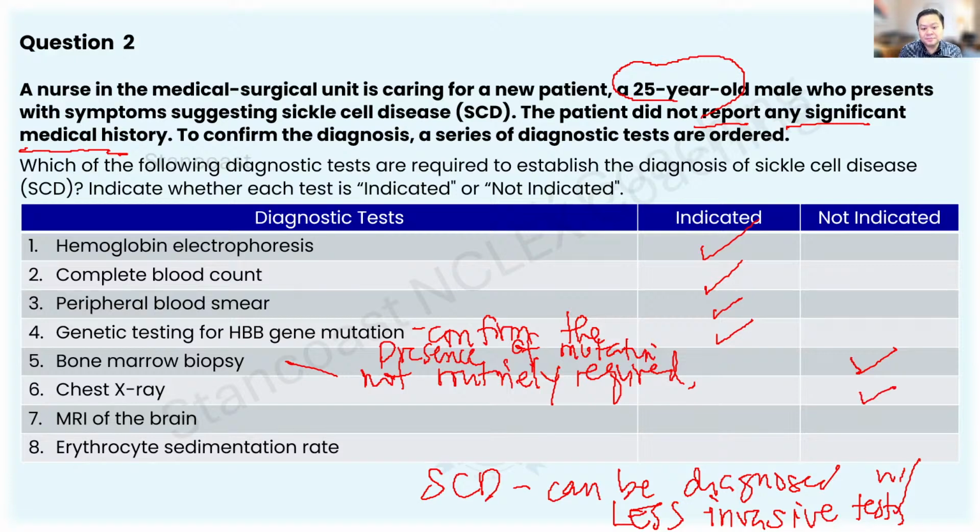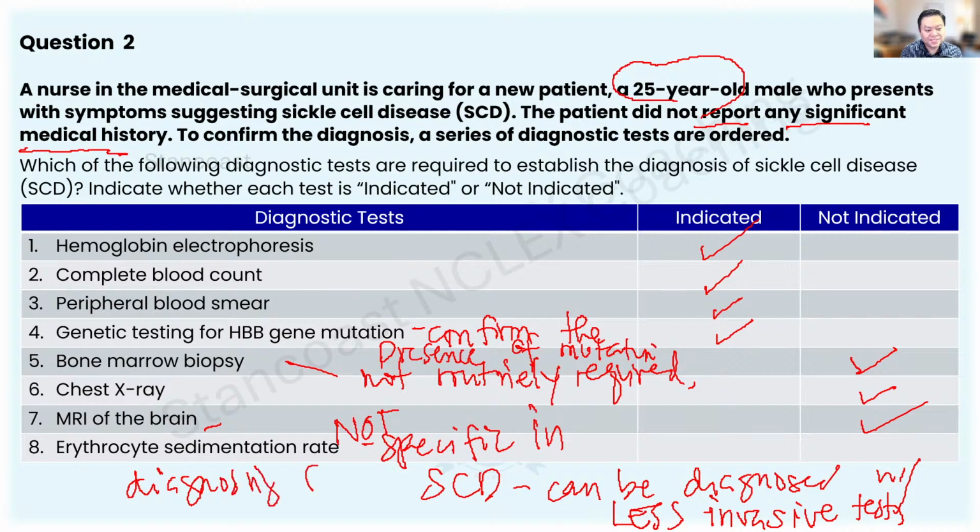And again, the same thing with MRI of the brain. This can detect the complications such as stroke, but it's not going to be necessary in the diagnosis of the SCD as well. Not indicated. What about the erythrocyte sedimentation rate, which is basically an inflammatory marker? So this is not specific in diagnosing SCD. So this is going to be not indicated as well.